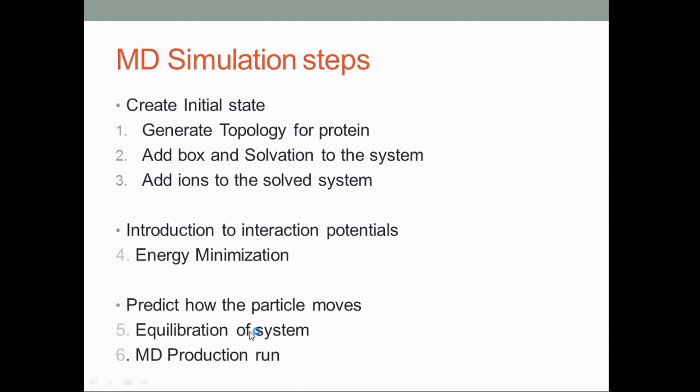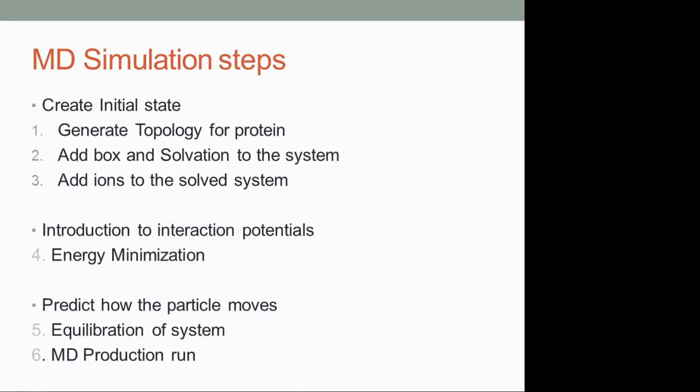And the last two steps are equilibration of the system and your final MD production run. Equilibration of the system here is equilibration with constant pressure, constant temperature and constant volume. So I repeat again, three important things: constant pressure, constant temperature and constant volume. Keeping these three things constant, we run the simulation for your biomolecule.